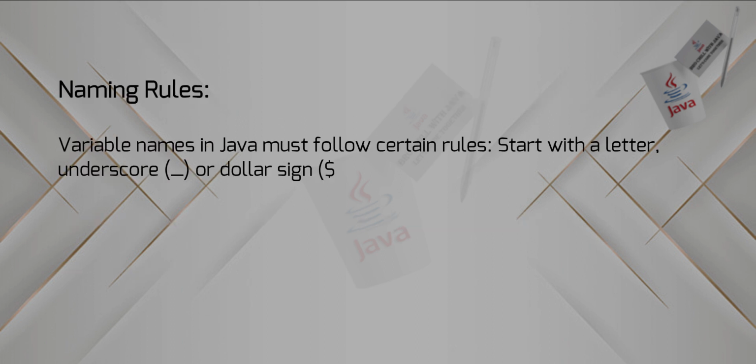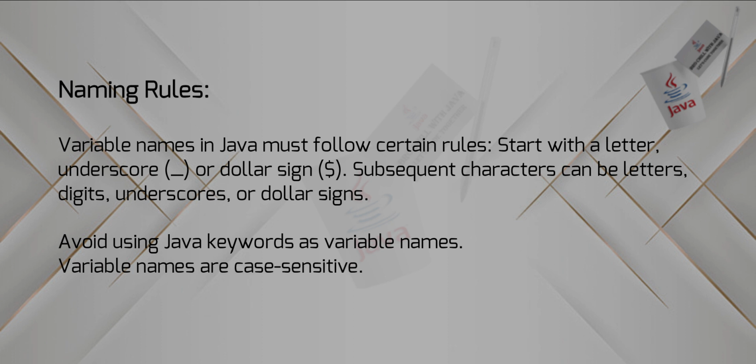Naming rules. Variable names in Java must follow certain rules. Start with a letter, underscore, or $ sign. Subsequent characters can be letters, digits, underscores, or $ signs. Avoid using Java keywords as variable names. Variable names are case sensitive.